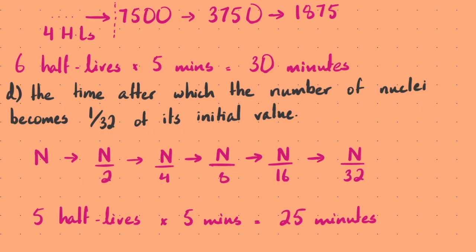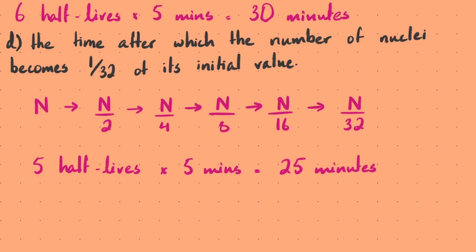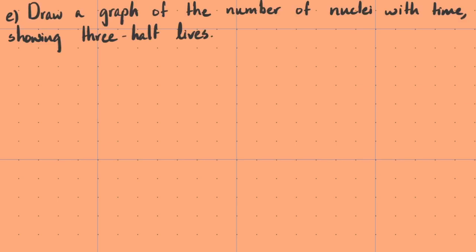The last part is not really even a part, but for example, let's say this was asked, and we had to draw a graph of the number of nuclei with time, and you have to show 3 half-lives. So we have found the half-lives, and also above we did an example where we worked up to 3 half-lives. Okay, so let's first make the grid, and then let's go back to the working.